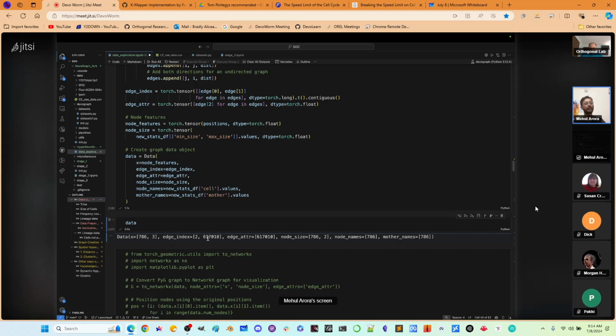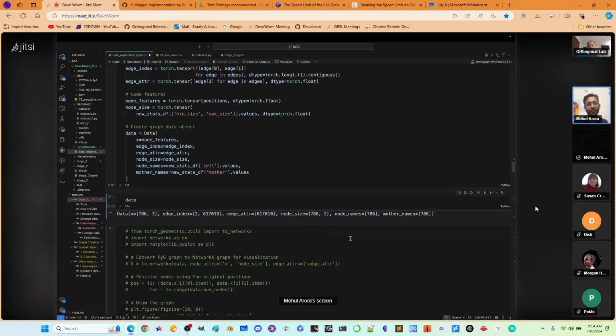So in this sense, it's a fully connected graph. That is why the edges are so many. And here 2 represents that it's a pairwise edge, meaning 2 particular nodes belong to it. And then we have edge attributes also. Edge attribute is basically the weights between those particular nodes or cells, right? And these are just the node size, node names, and mother names, incorporating all the information.